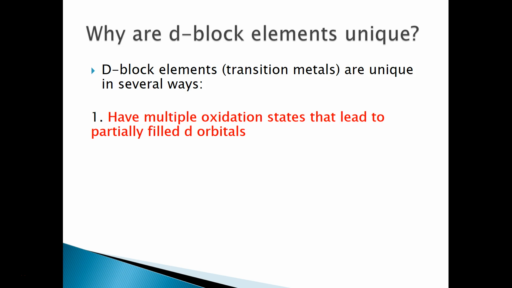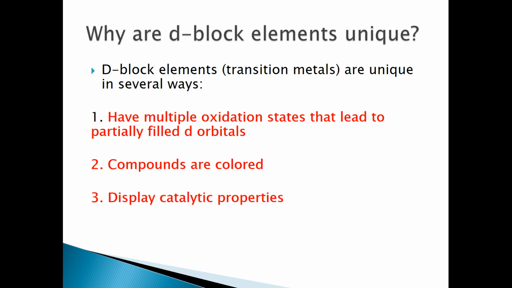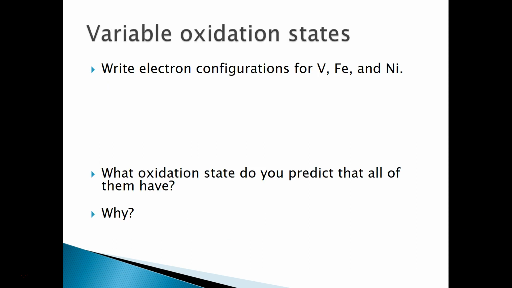Now remember, what we mean by oxidation state is charges. So they form ions with multiple different charges. Secondly, they'll form colored compounds. They will display catalytic properties, and they display magnetic properties. All right, so variable oxidation states.